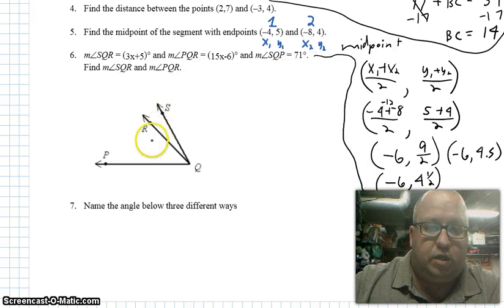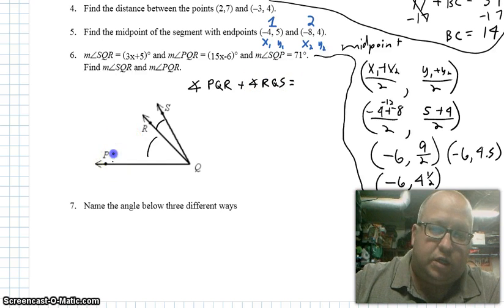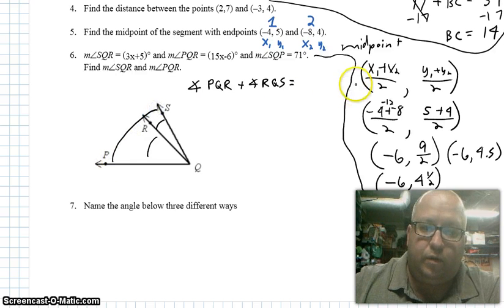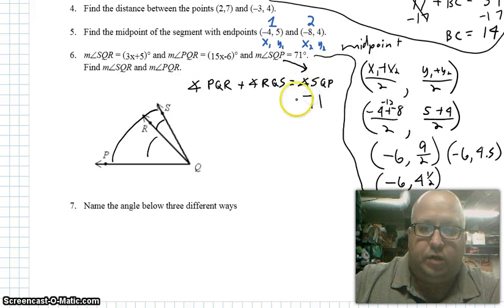So for this one, I'm going to take this small angle right here, which is angle PQR. I'm going to add this little angle right here, which is angle RQS, and that equals the entire angle from here to here, which is angle SQP. Well, let's see. We have values for all of those. SQP is right there, so it's 71.